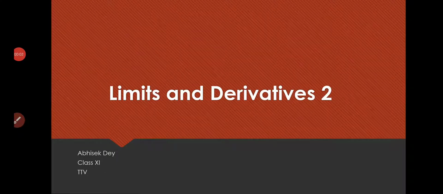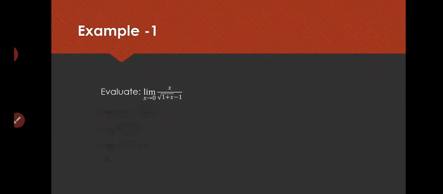We start off with our second class on the chapter limits and derivatives. Before we move into today's topic, let me start off with a few problems from the previous topic. The first one: evaluate the limit as x tends to 0 of x by root over 1 plus x minus 1.